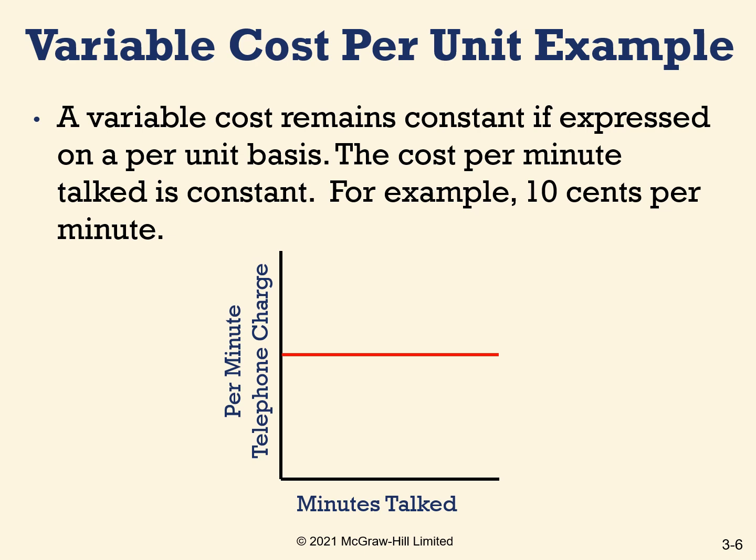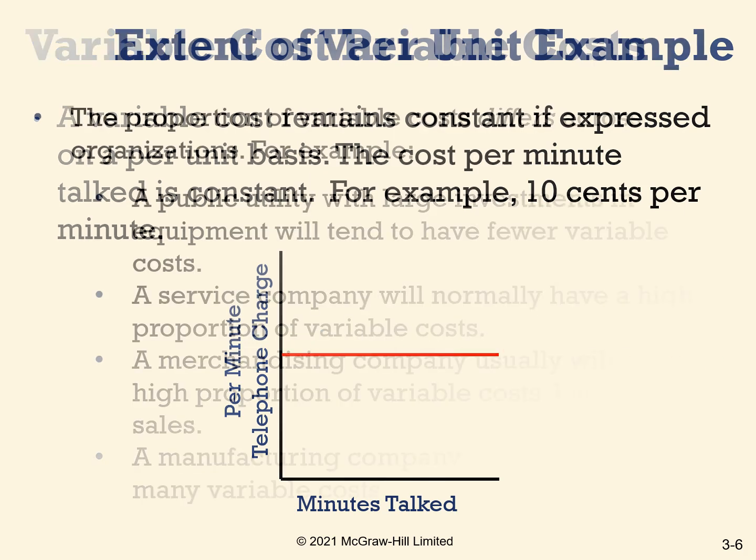So the cost per minute talked is constant. For example, say it's always going to cost 10 cents per minute we talk. It doesn't matter how many minutes we talk, we're still going to be charged 10 cents per minute. So the cost per unit will stay constant for variable costs.